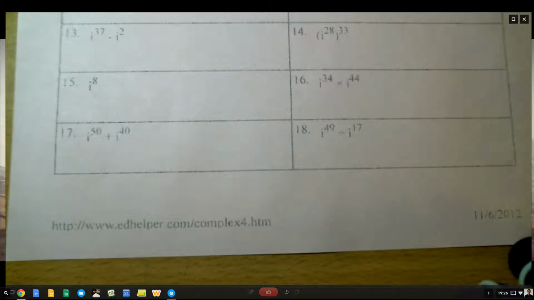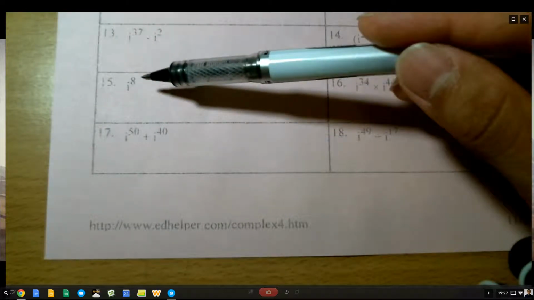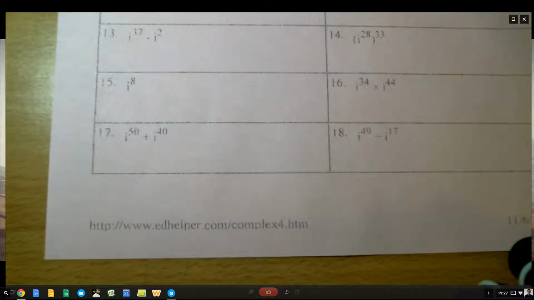Hello everyone. So the homework is the pink worksheet called complex numbers, and I will be working on number 15, 16, 17, and 18. Okay? So let's start with number 15. Number 15 says i to the 8th power, and we want to express it in the simplest form in terms of i. Okay, so let's do that.